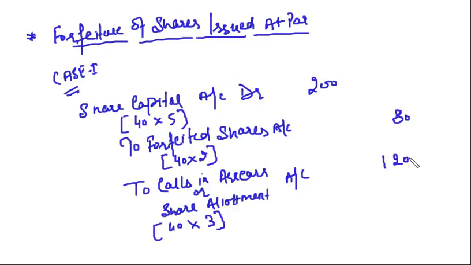Clear? Case 1 is clear. What is the called up amount? It is clear. See, the company called for applications. He paid the application money. Company called for allotment money. He didn't pay the allotment money. At that time only, the company forfeited the shares. The company did not wait for the first and the second call. The company did not make the first and second call.